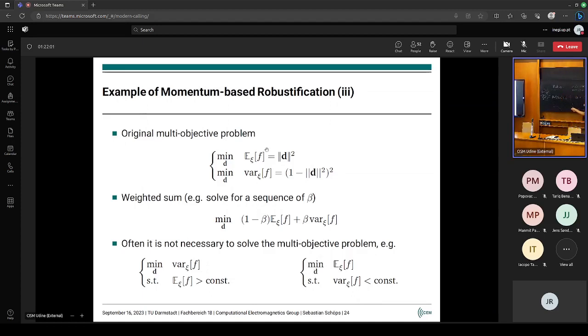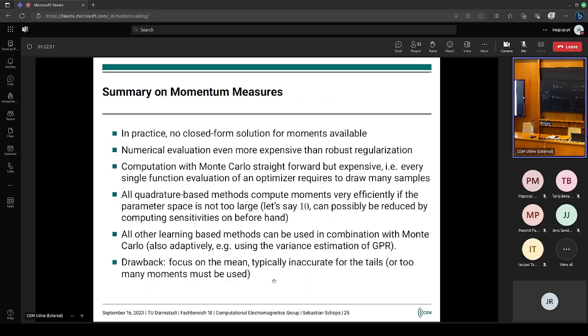Okay, so this was the multi-objective case where you really have two conflicting goals that you may want to minimize. Then we discussed this weighted sum approach, and indeed, often it is not necessary to do this, and you can either minimize the variance and ask for some expected value as a constraint, or vice versa. That's just the mathematical expression for that. I said before that it's typically more expensive than the robust optimization I explained before.